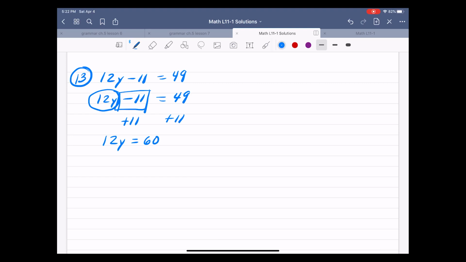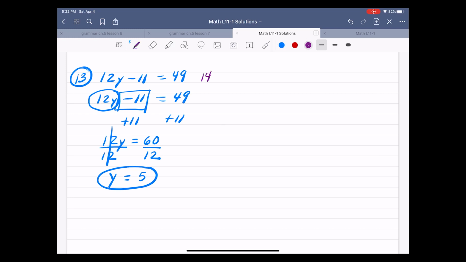12y equals 60. We've got 12 multiplied to the y. We've got to use the inverse operation, which means we're going to divide by 12. If we divide the left, we have to divide the right. 12 divided by 12 is 1, 1 times y is y, and 60 divided by 12 is 5. For number 13, y equals 5.